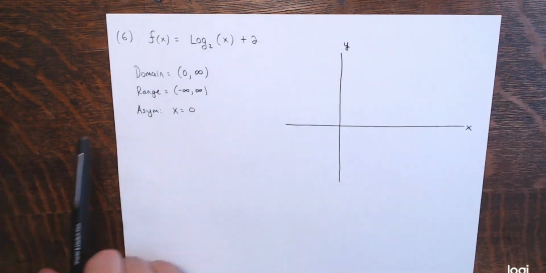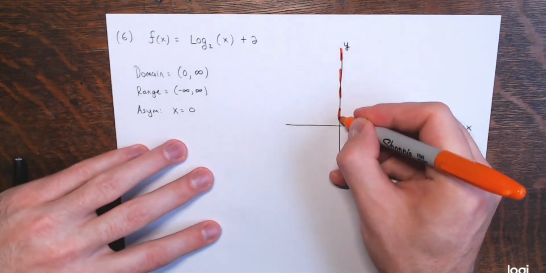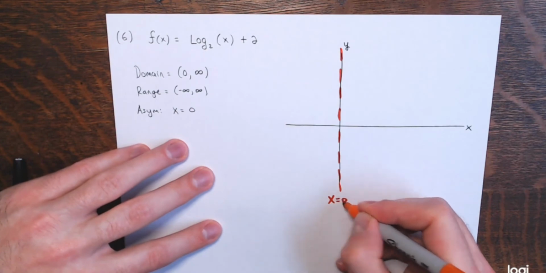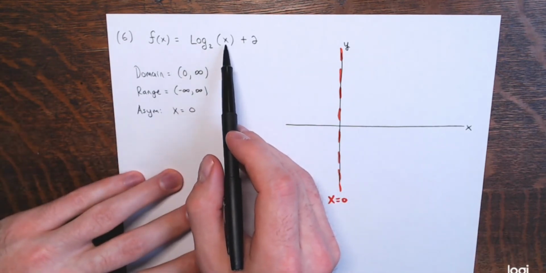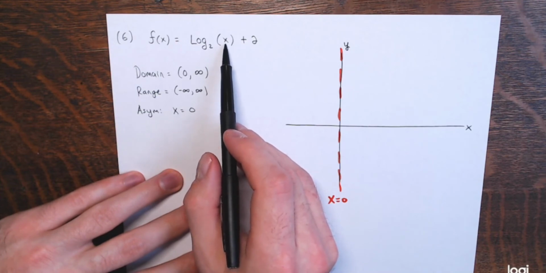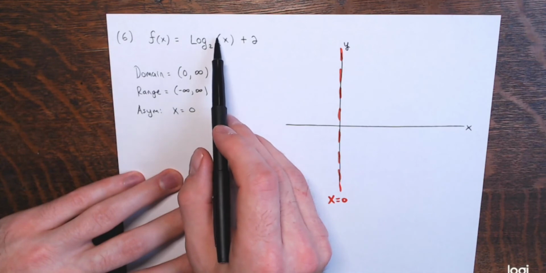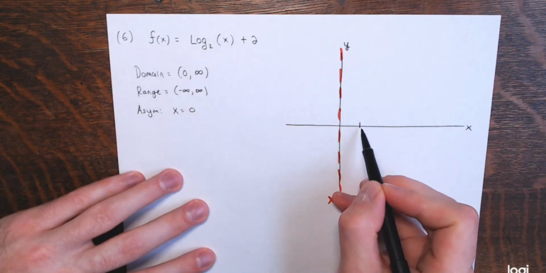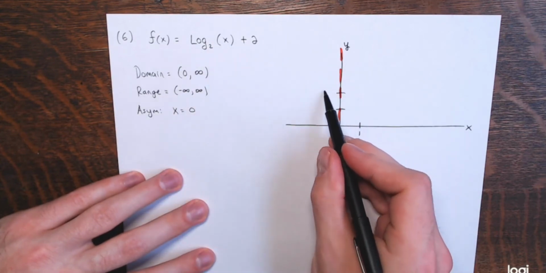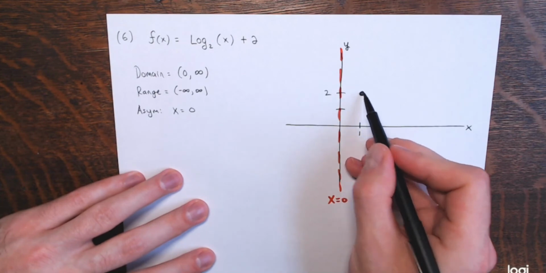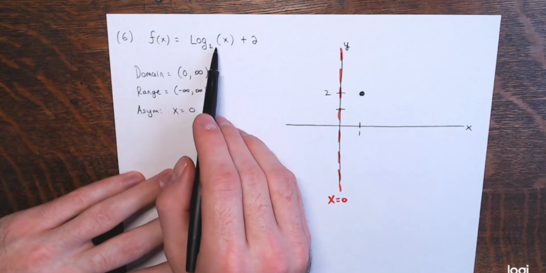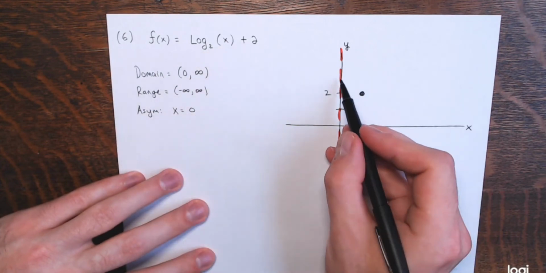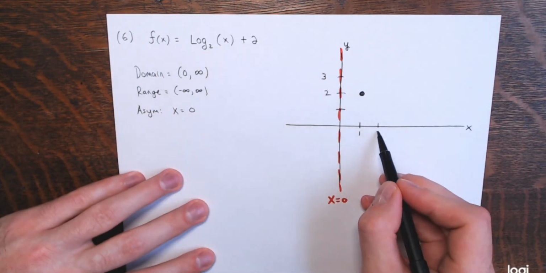So again, here's the asymptote, x equals 0. Plot some points. Now here I want to plug in powers of 2. Now 1 is a power of anything, so plug in 1. 2 to the 0 is 1, so this is 0. Plus 2 is 2. If I plug in 1, the output's going to be 2. So (1, 2) is on the graph. And then powers of 2, plug in 2. The log base 2 of 2 is 1. 1 plus 2 is 3. And so if I plug in 2, I get an output of 3.